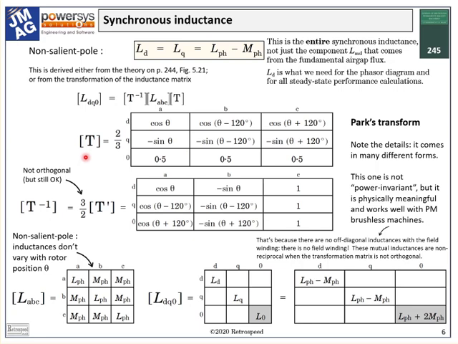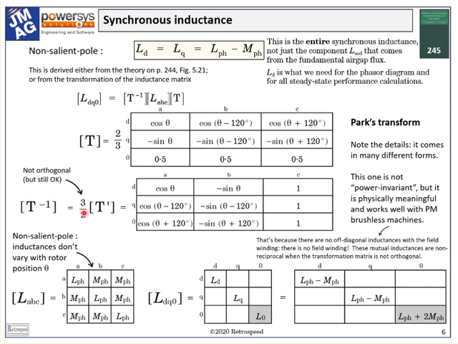T is the matrix expression of Park's transform. This is the actual one used by Park, and it can be interpreted as a mapping from the stationary coordinate system of the stator to the rotating coordinate system of the rotor, which is rotating at synchronous speed. I might mention in passing that this form of Park's transform is not orthogonal, in other words, the transpose is not equal to the inverse.